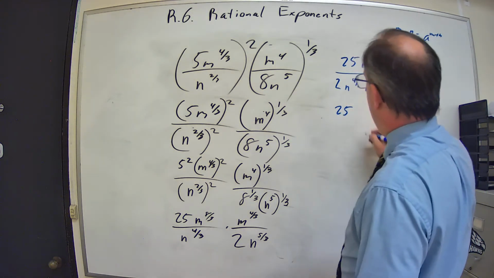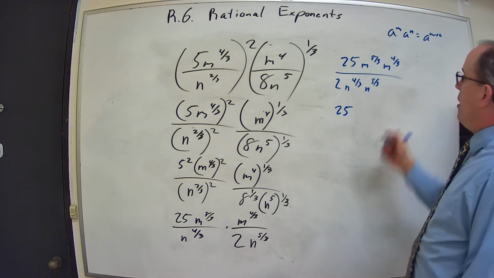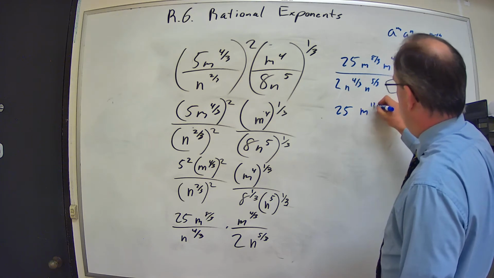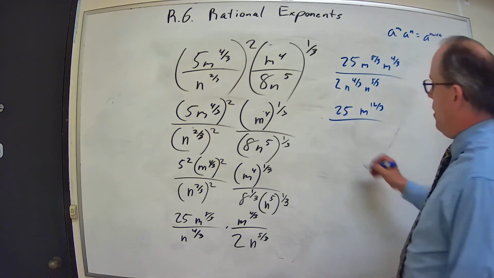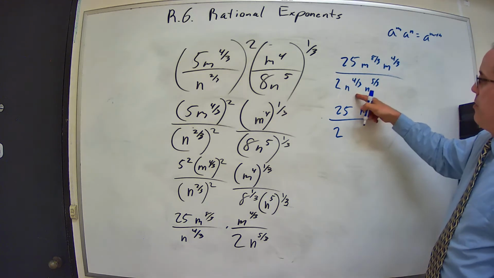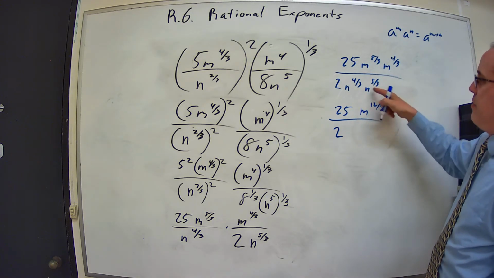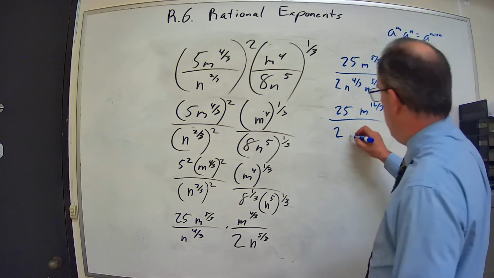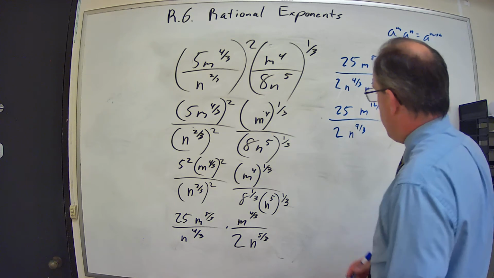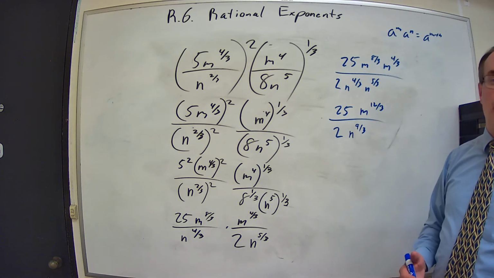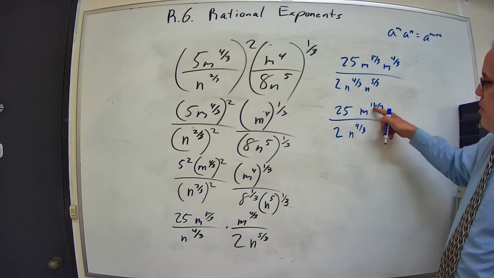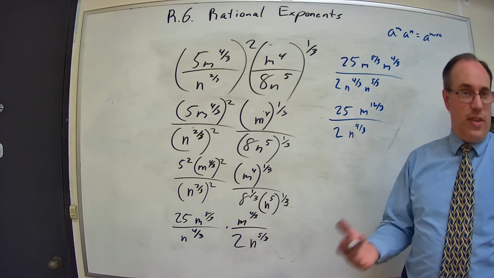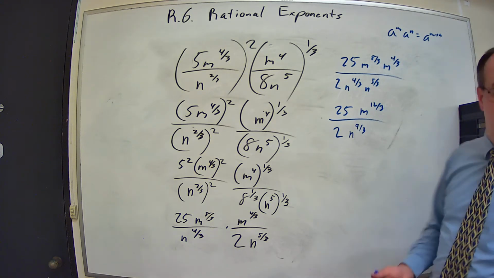So we have 25, 8/3 plus 4/3 is 12/3. So m to the 12/3. And we have 2 times n to the 4/3 times n to the 5/3. So we have 4/3 plus 5/3 gives us 9/3, n to the 9/3. And some of you might be looking at it going, oh, well, that worked out nicely. Because can't we reduce that? We can reduce rational exponents. If they're able to be simplified, then by all means, do it.